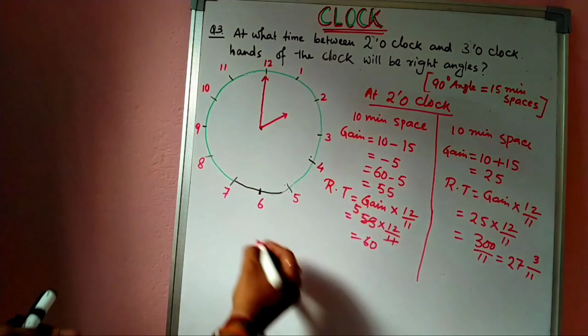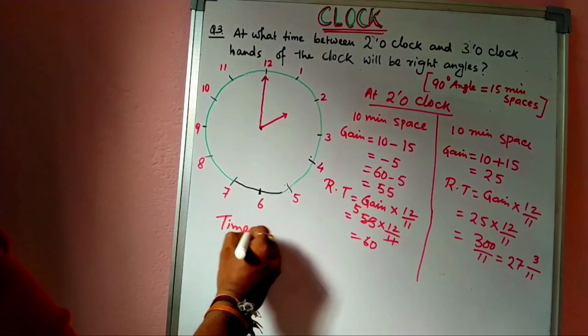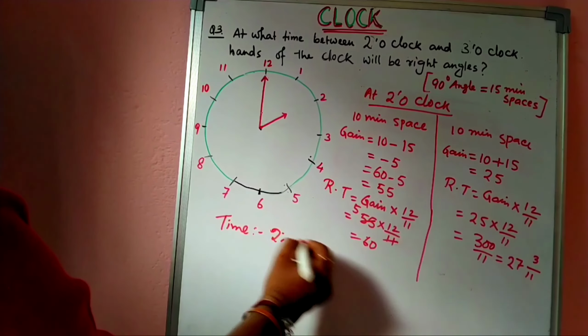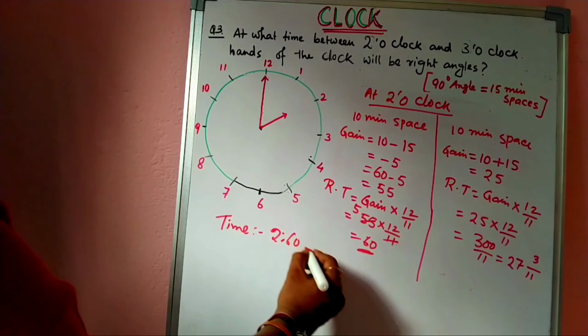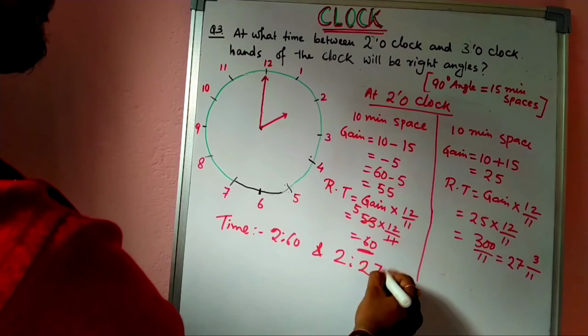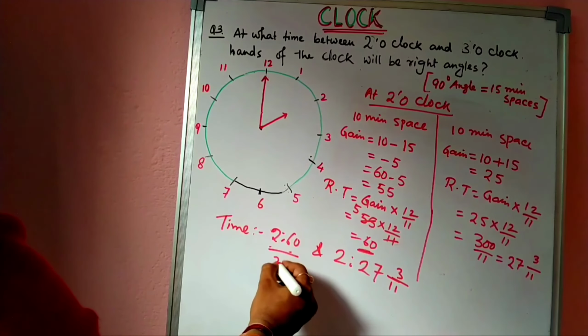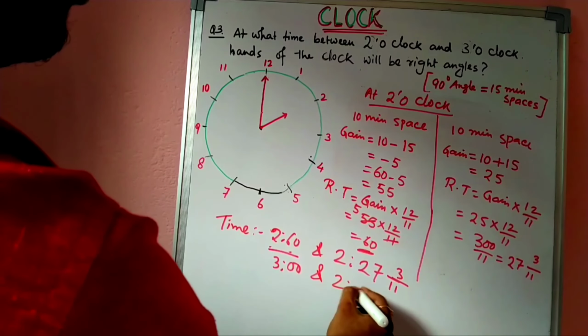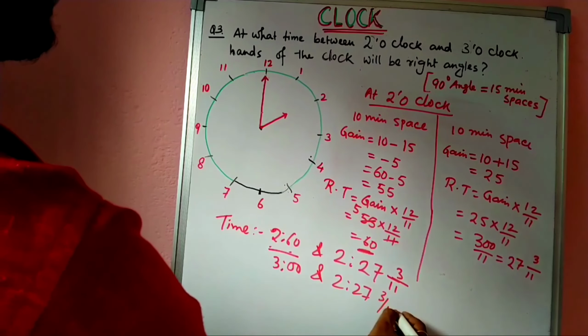So now what is the time? There will be two timings. 2 o'clock had already struck, so 2:60 and 2:27 3/11. 2:60 is nothing but 3 o'clock. So one is 3 o'clock, another is 2:27 3/11.